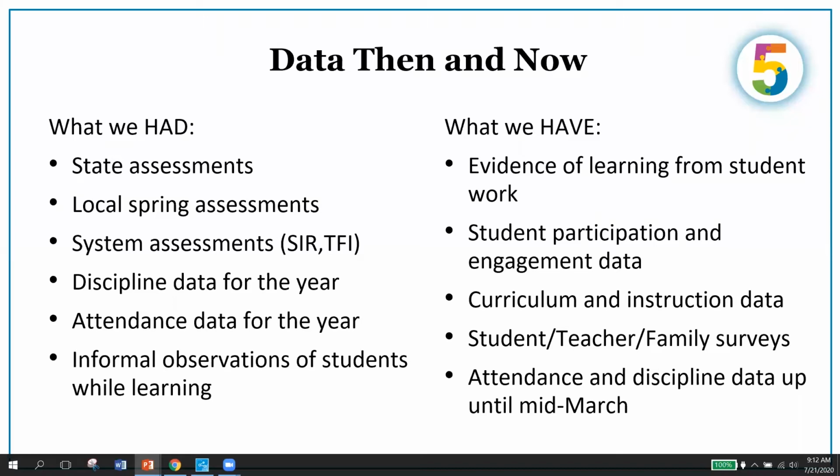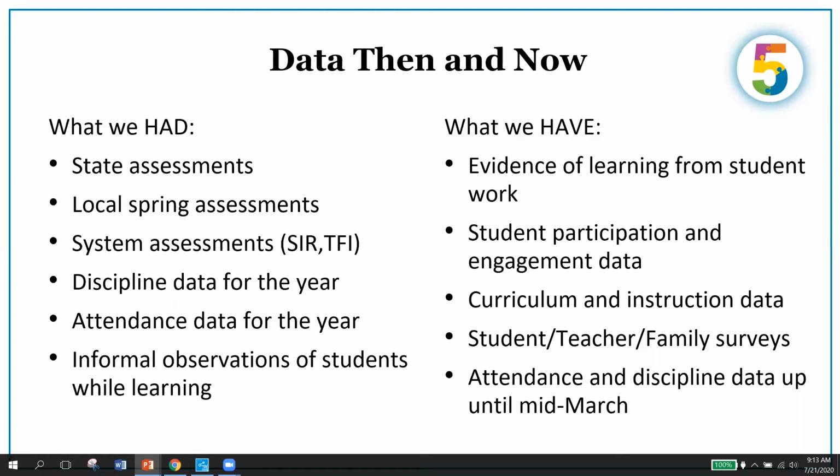In previous years, we've had a collection of data sources to inform our improvement work. State assessments, our local spring assessments, system assessments such as the SIR and TFI, discipline data for the year, attendance data for the entire year, and those all-important informal observations of students while learning in the classroom. It's critical to remember that data has not gone away, but has in most cases changed.